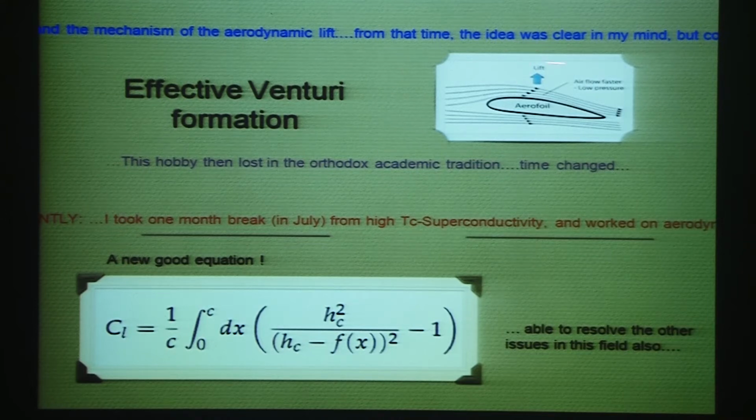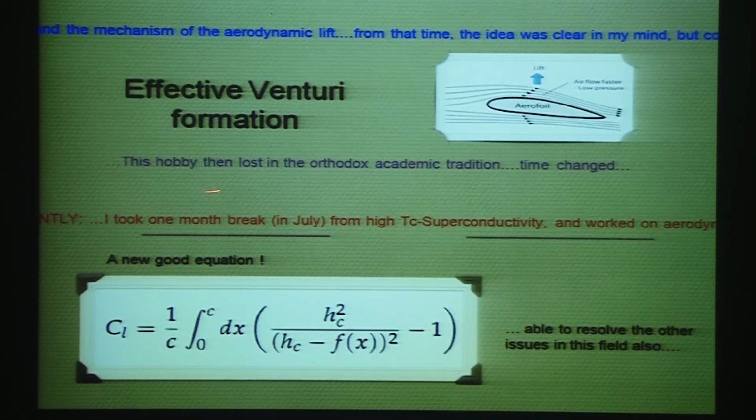Then an idea came to my mind, which was effective Venturi formation. There is a sort of squeezing of the layers above the wing's top surface, and this squeezing must be causing the high speed. Okay, so that is sort of 10th standard. The problem was that calculus starts in 11th standard, so I could not translate this idea into a formula.